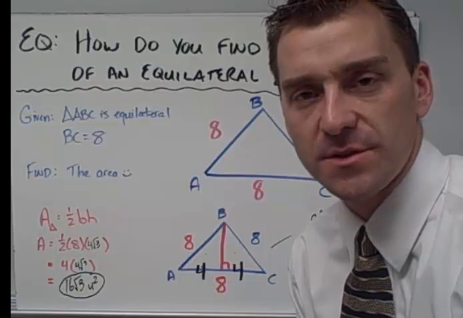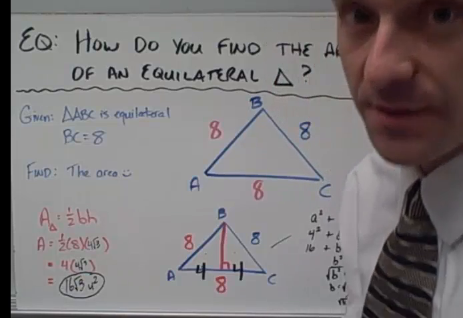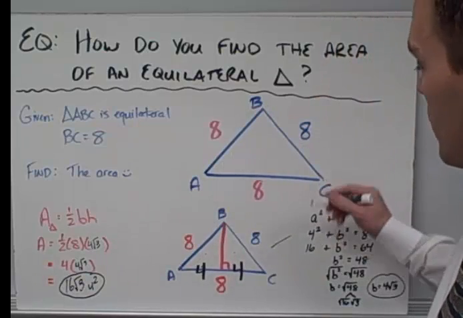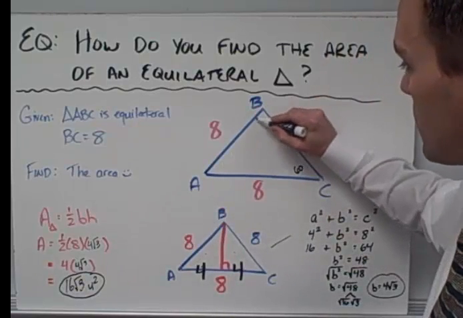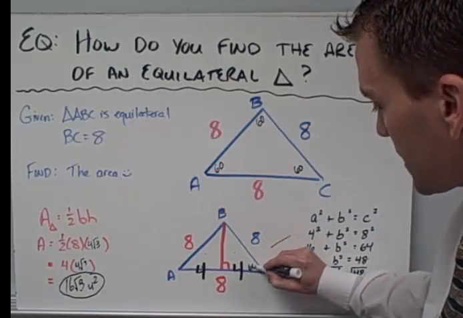Now some of you might be sitting there thinking, wait a minute, I didn't use the Pythagorean theorem. Good, you didn't have to, because if you look at this, an equilateral triangle is also equiangular. So all these angles are 60. So therefore down here, this is 60.